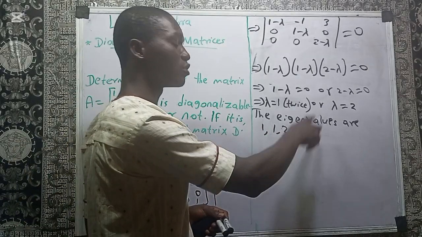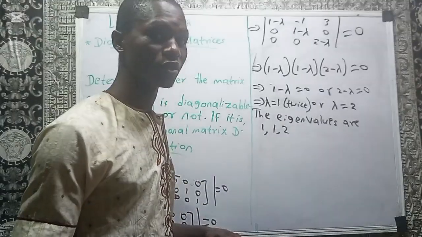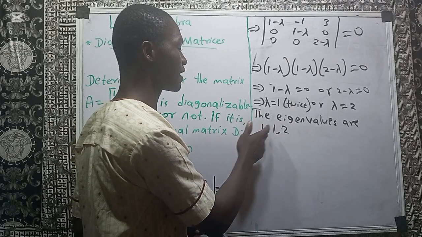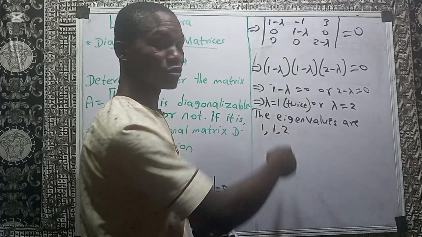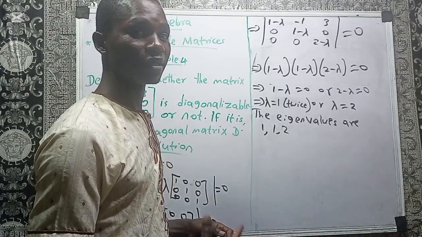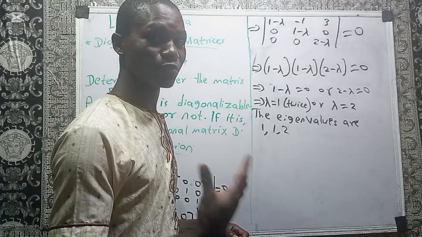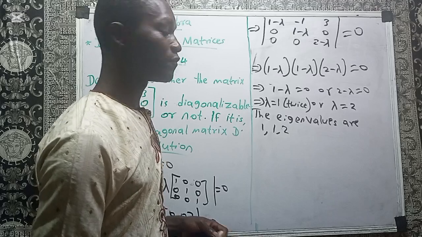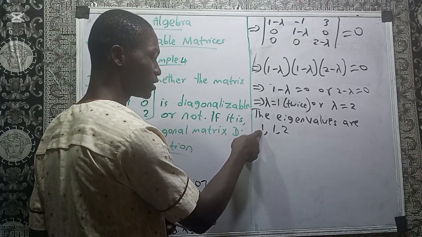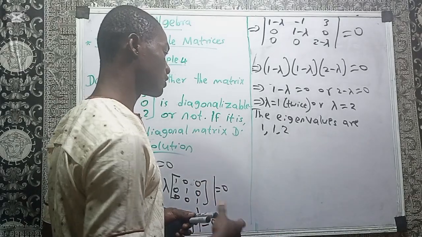We don't need to check for lambda equals 2, because if you get two eigenvectors for the repeated one, then lambda 2 will surely give us an eigenvector. So we are going to have 3 linearly independent eigenvectors, which is what we are looking for it to be diagonalizable. If the eigenvectors corresponding to this repeated one are not 2, then it will not be diagonalizable.